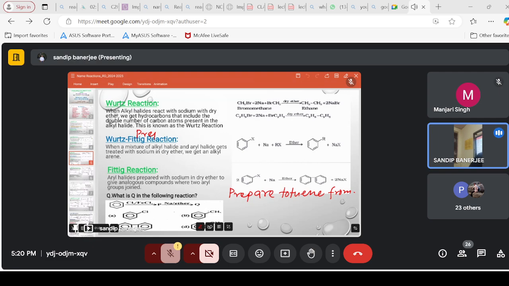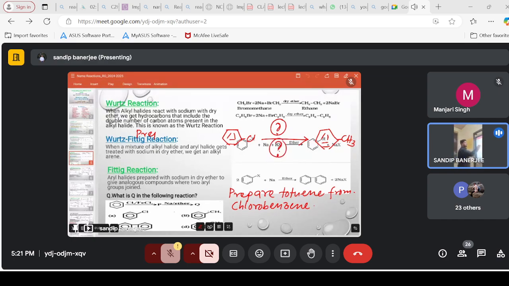Prepare toluene from chlorobenzene. These kinds of questions may ask, with chlorobenzene given, that you have to fill in this question mark and you will get the final product as follows. You have to just write what component will replace this question mark.